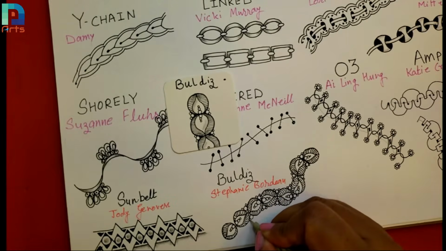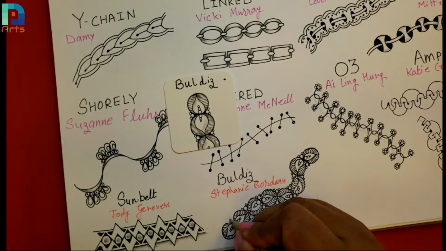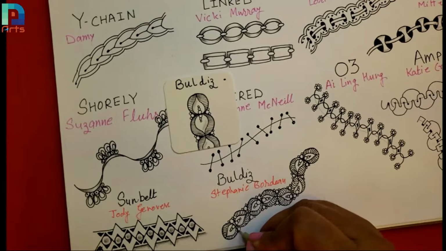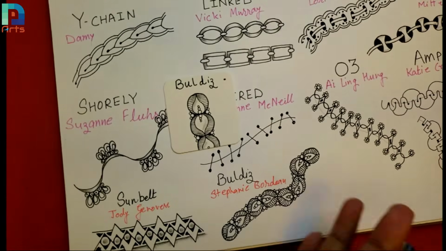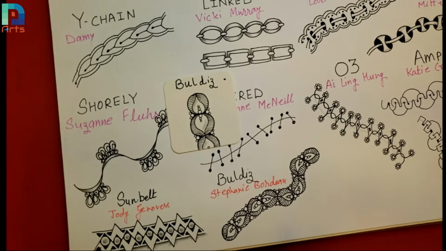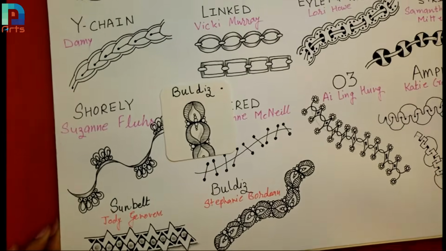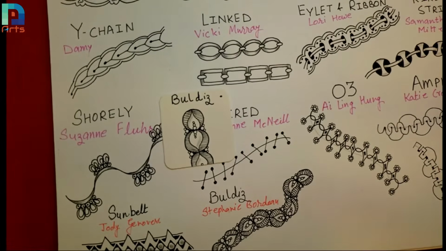So this is the Tangle Bauldiz by Stephanie. Beautiful. You can use your graphite pencil and you can do the shading the way you want in this tangle. It's a beautiful tangle, nice, and it can go in any direction, anywhere, whatever way you want to add.